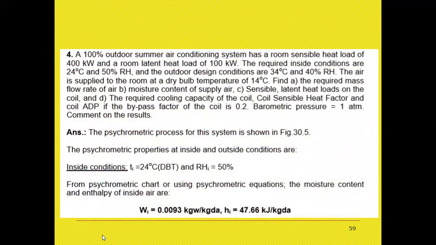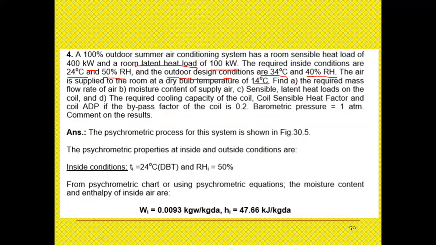A 100% outdoor summer conditioning system has a room sensible heat load of 400 kilowatts and a room latent heat load of 100 kilowatts. The required inside conditions are 24 degrees centigrade and 50% RH, and the outdoor design conditions are 34 degrees centigrade and 40% RH. The air is supplied to the room at a dry bulb temperature of 14 degrees centigrade.